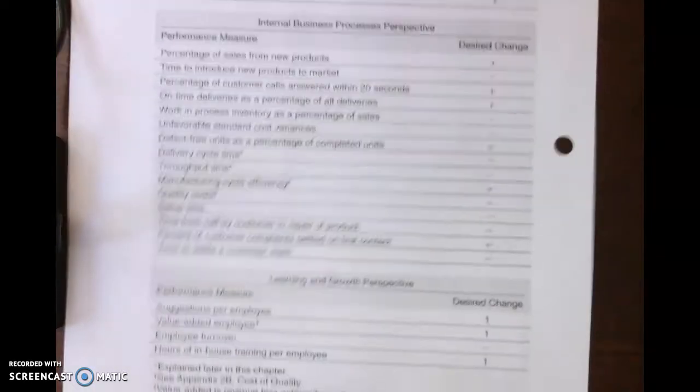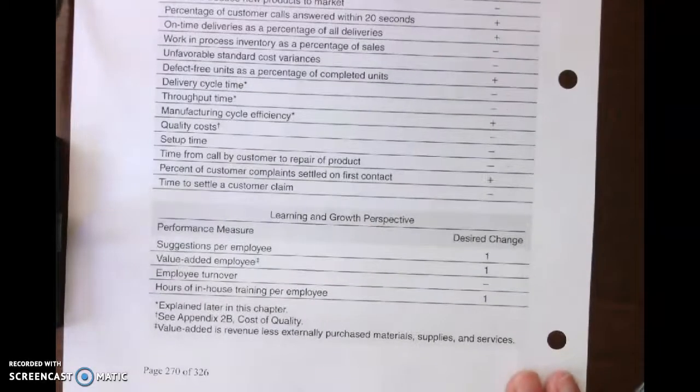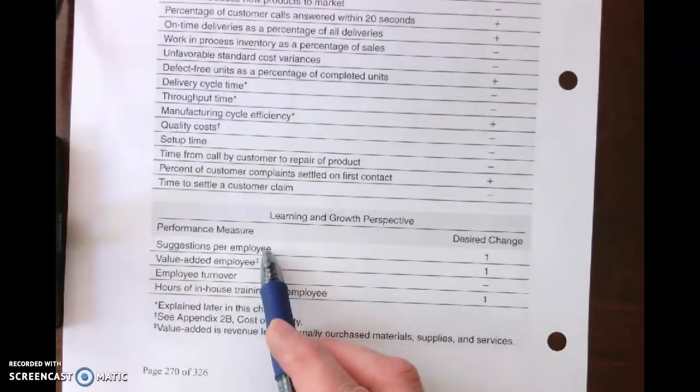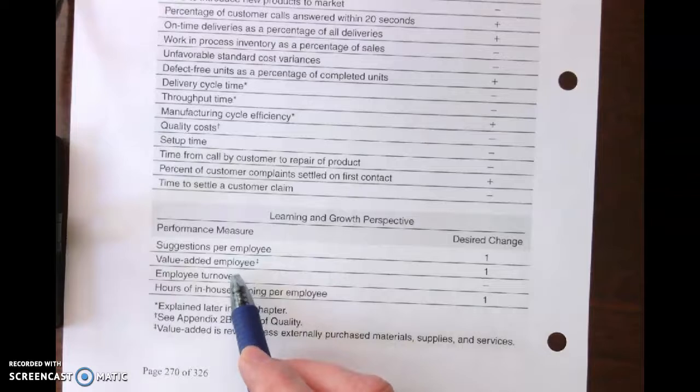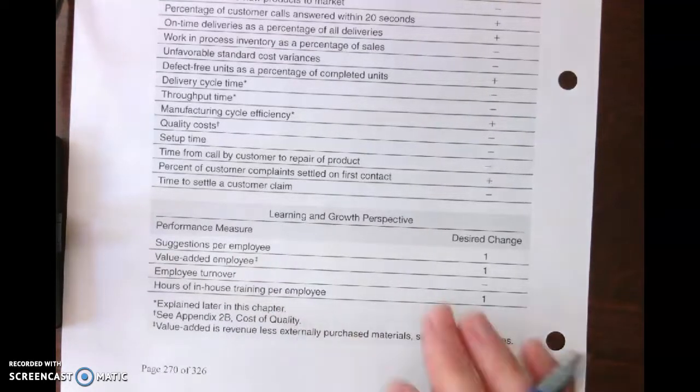And then the fourth perspective of the balanced scorecard, our employee learning and growth, gets to measures that look at how happy our employees are. For example, we could look at suggestions from employees, we could look at employee turnover, and we could also look at training for our employees.